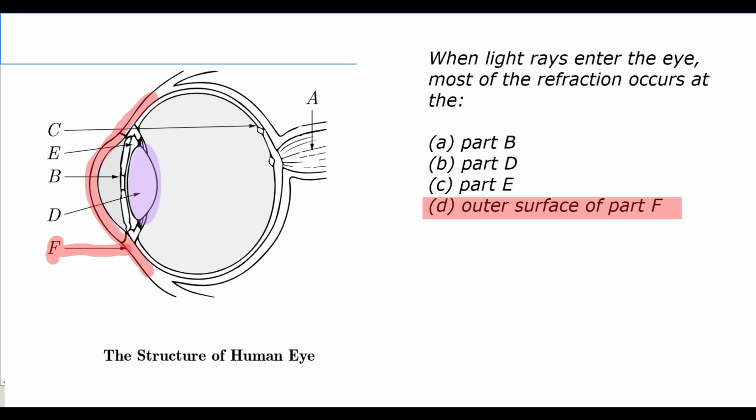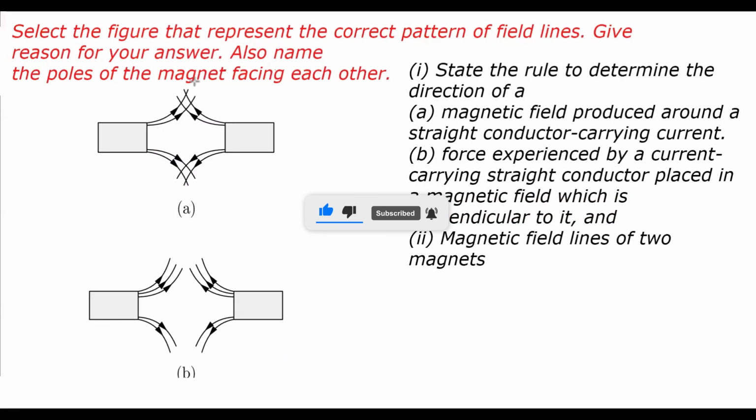Unlike a camera, we do not have different lenses fitted, so we just have one lens. The thickening and thinning of this lens helps in forming the image at the screen of the eye called the retina. I've taken two questions here. The first one, I'll do this one.